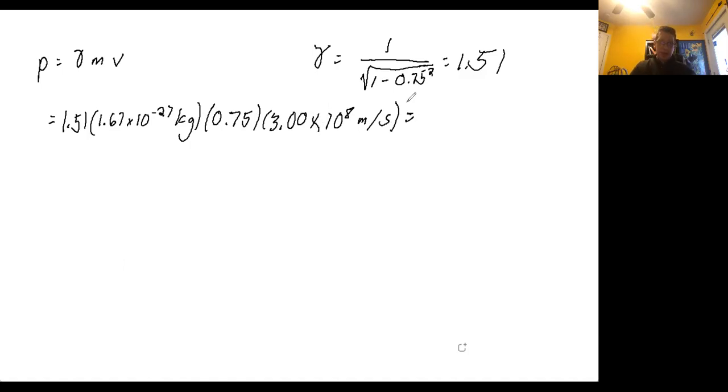Putting all this in, and keeping two significant figures, that becomes 5.7 times 10 to the negative 19. And again, SI units for momentum are kilogram meters per second. So that's how you figure out the relativistic momentum in that case.